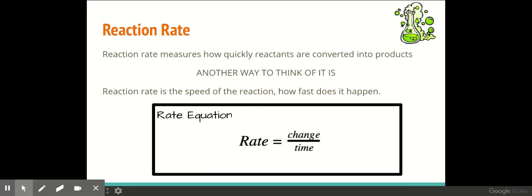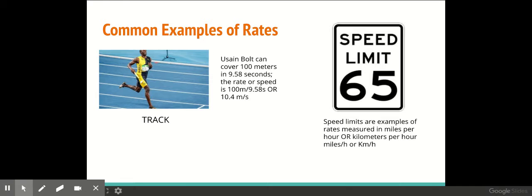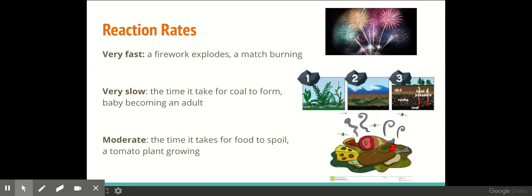Another way to think of rate of reaction is the speed that reaction is happening. How fast is it happening? The rate equation measures the amount of change over a period of time. Some common examples of rate you may think of in track, where it's the change in distance over a period of time, or perhaps even a speed limit sign, where they're measured in miles per hour or kilometers per hour.